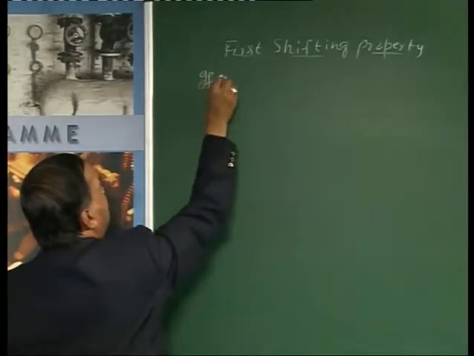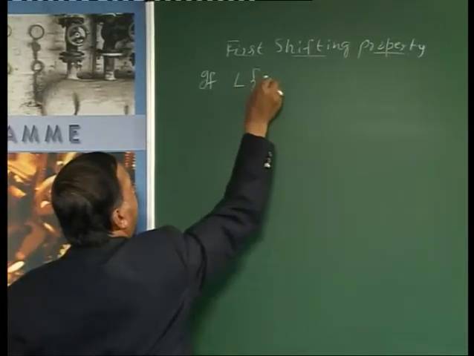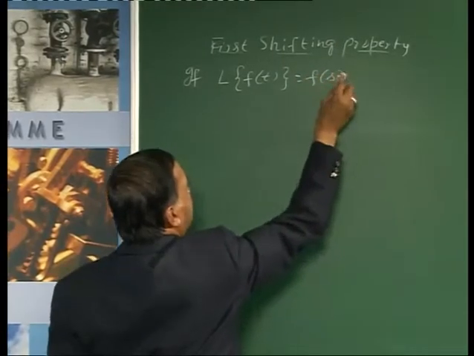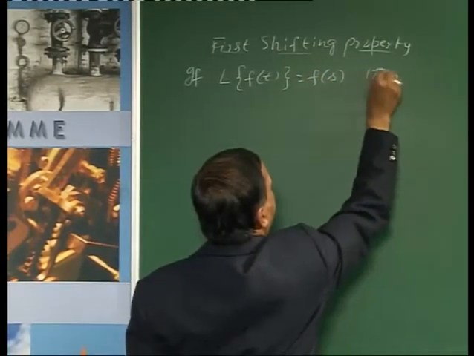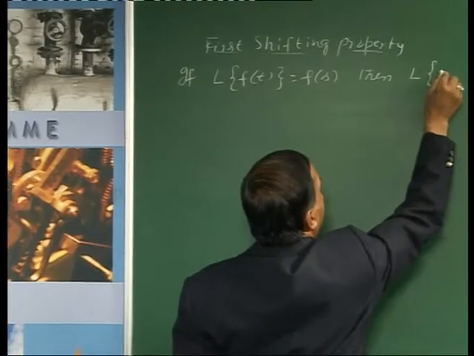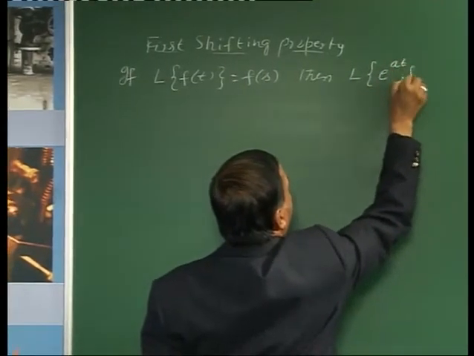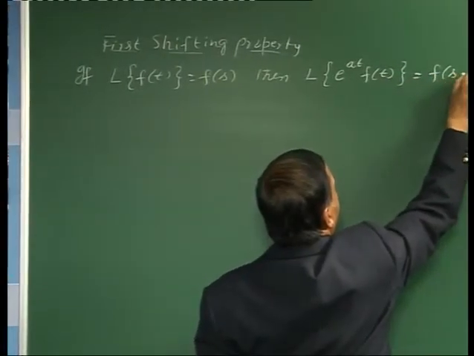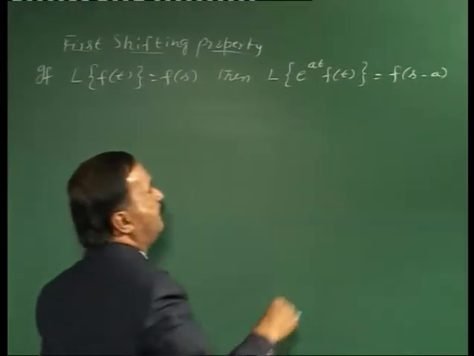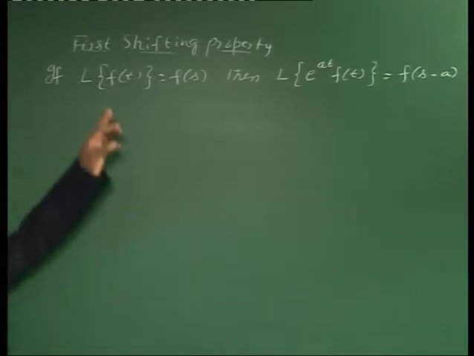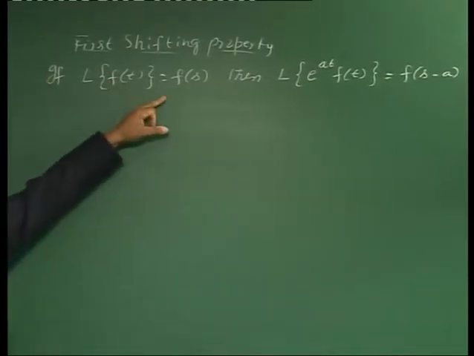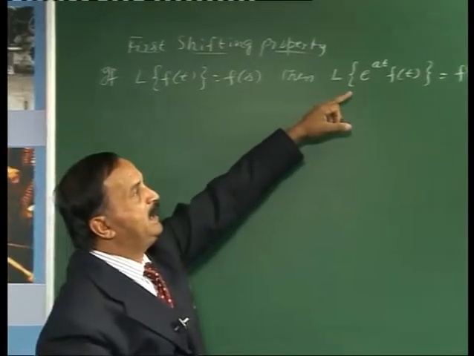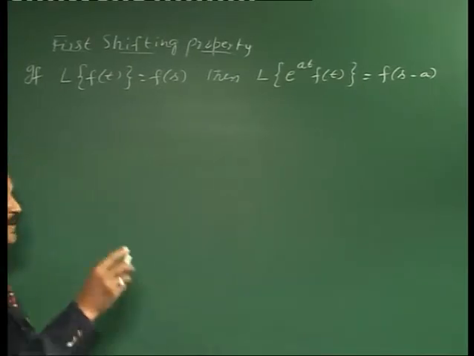If L of f of t is equal to F of s, then L of e to the power of a t f of t is equal to F of s minus a. The first shifting property is: if L of f of t equals F of s, this is the definition, then L of e to the power of a t f of t equals F of s minus a.